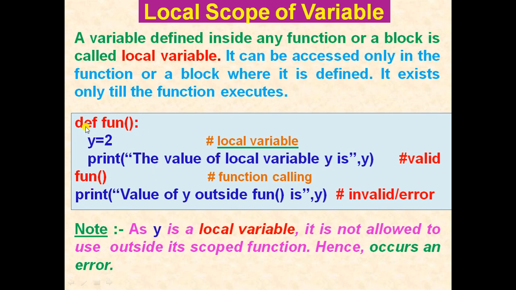Let's see the example. Here we have defined a function fun with a local variable y. y has been assigned a value of 2. This is printed here: the value of local variable y is y. This will be executed when this function is called, then the value of y inside that function will be printed. But when we are trying to display the value of y outside the function, then it will display an error message.